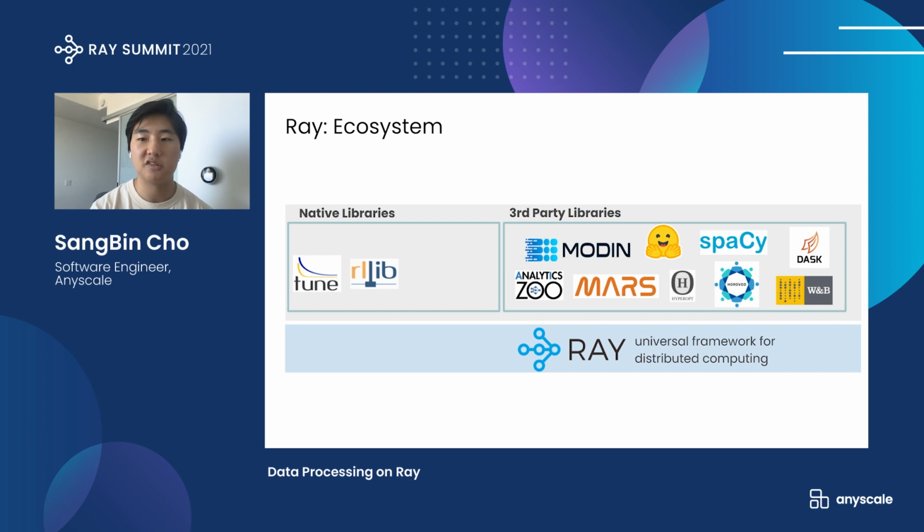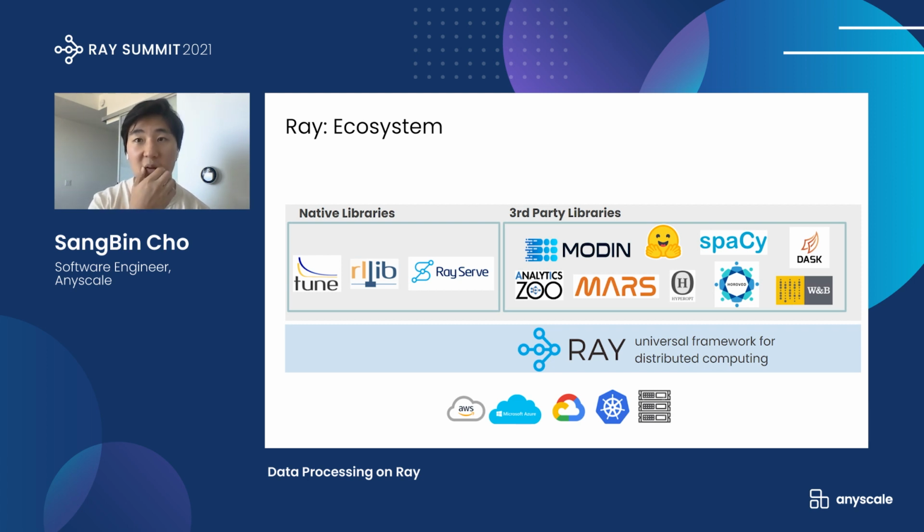And many distributed system problems like fault tolerance, communication, scaling, etc. are handled by Ray. It also has many distributed libraries built on top of it, both native libraries like RayTune, RLlib, and RayServe, and other third-party integration libraries like Modin or Dask on Ray, Mars for data processing, Hugging Face for NLP, and Horovod for machine learning training, and many others.